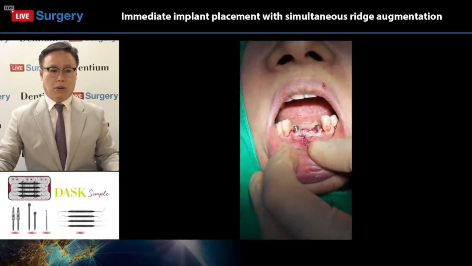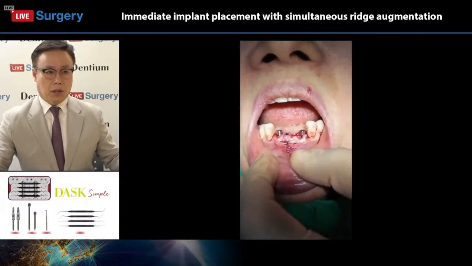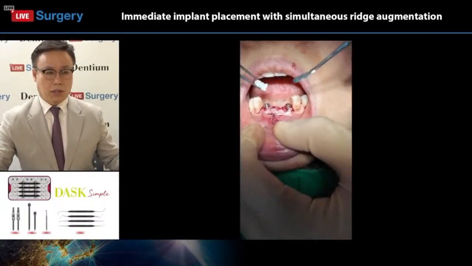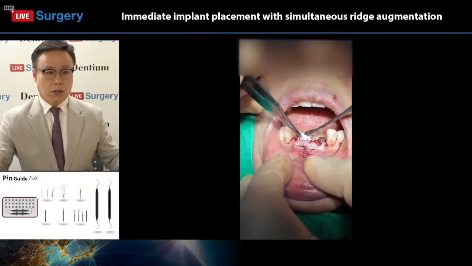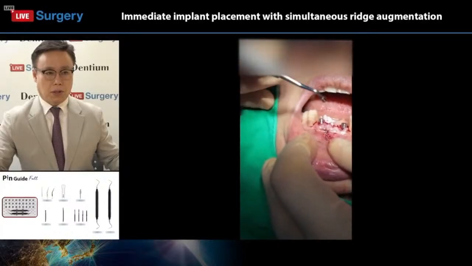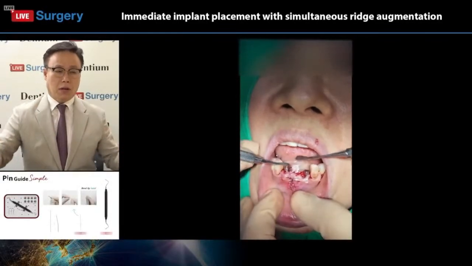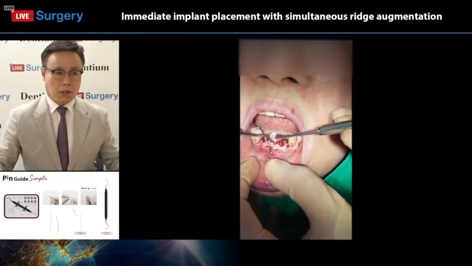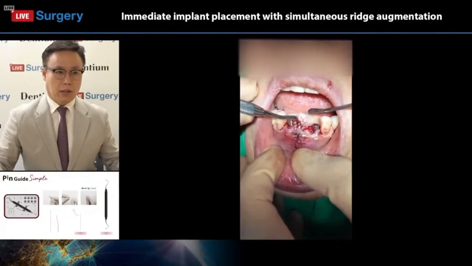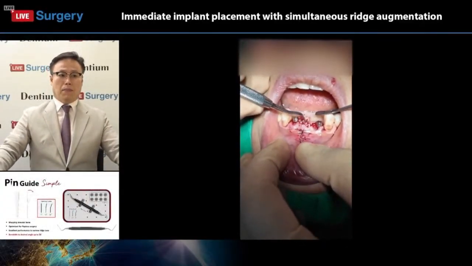This is all about today's surgical procedure. I'm gonna skip it. This one is very simple. Also, the OSTEON Xeno collagen was applied, and the orifice of the extraction socket will be covered with the collagen matrix. That's it. Okay, let's stop here.